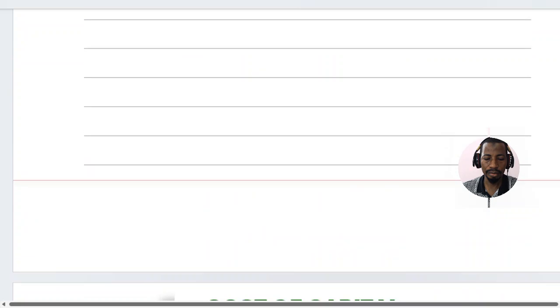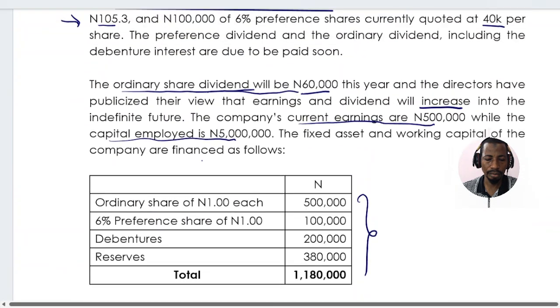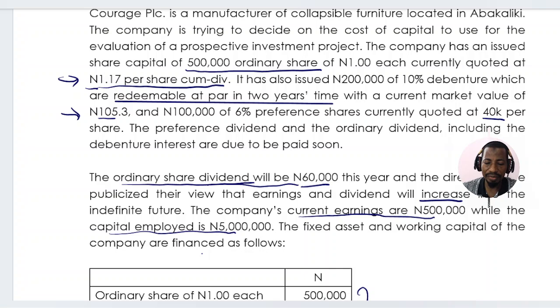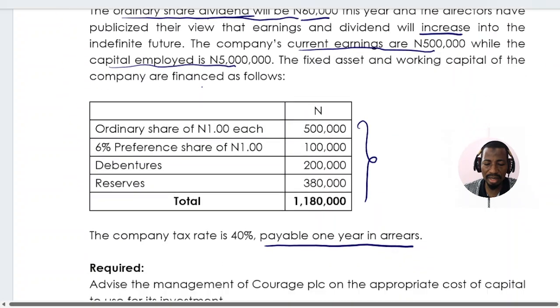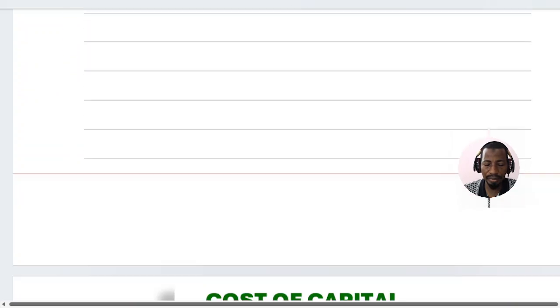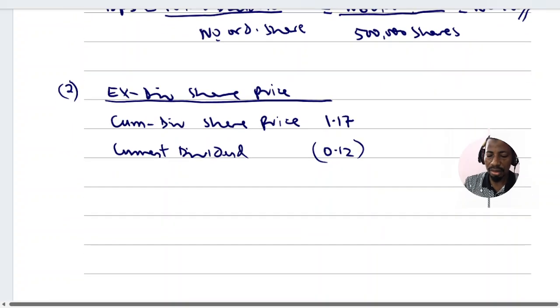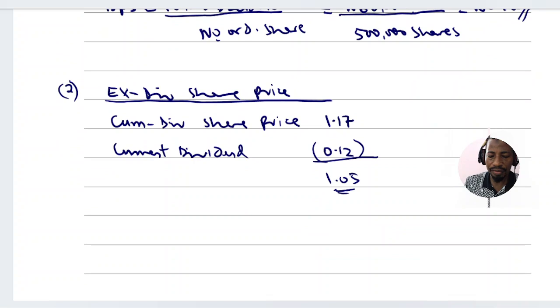Let's go and confirm. Here, the cum div share price is 1 naira 17 kobo. Then the current dividend we have gotten is 60,000, so dividend per share is 12 kobo. So that would be 1 naira 17 kobo minus the current dividend, which is 12 kobo. So the difference is 1.05. This represents the ex-div share price.